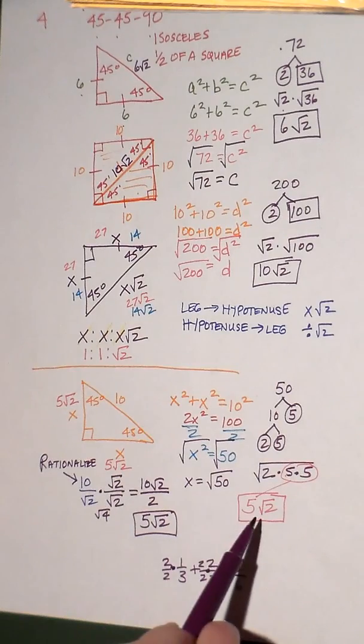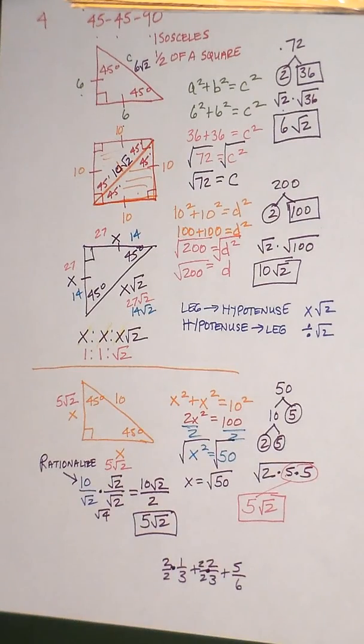So you got 5 square root of 2 and 5 square root of 2. So that's two different ways that you can solve for the hypotenuse.